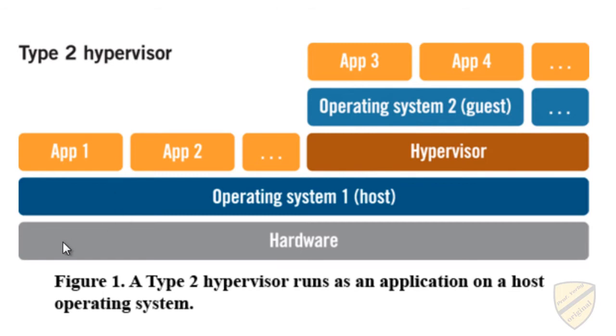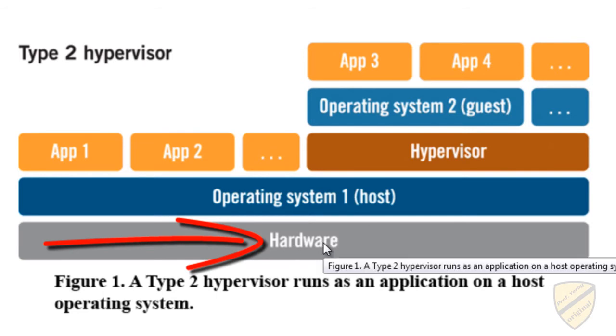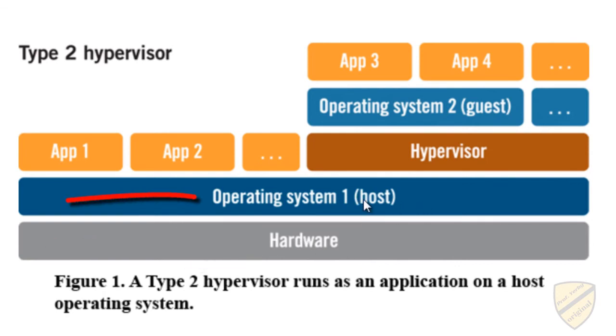So the way that would work is you would have your hardware. So that would be your computer, with the motherboard, the RAM, the hard drive, all of that. You would install an operating system, so that would be your Windows, your Linux, or your Mac OS, whatever you have. You would install that, and that's how you would normally operate your computer.